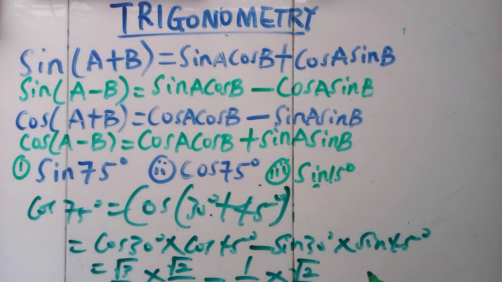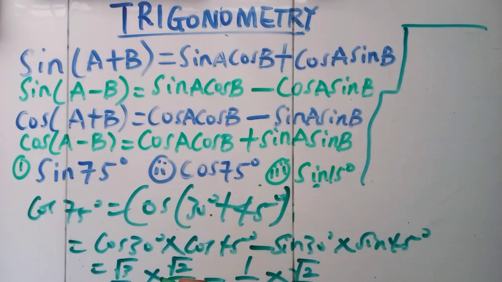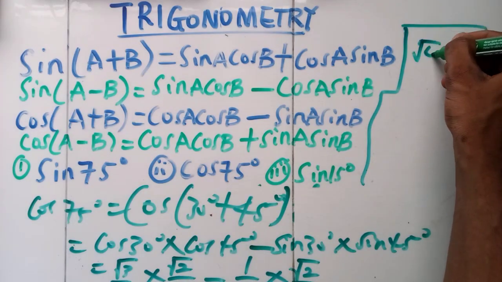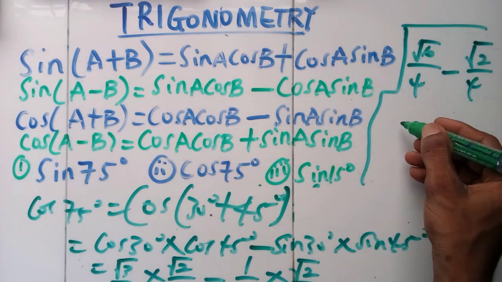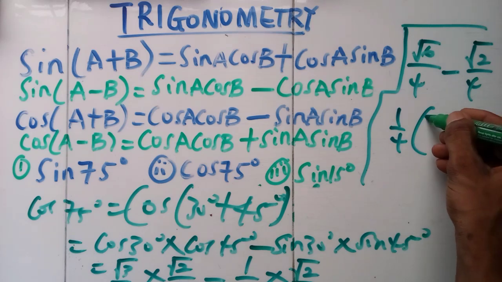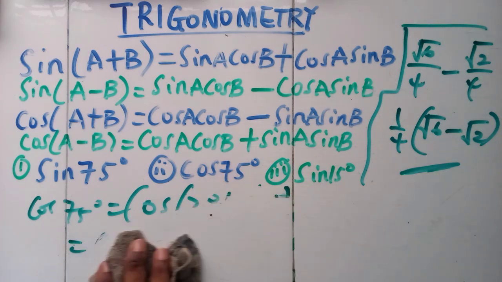So when I multiply this out, continuing the expression, that will be root 3 times root 2, that is root 6, divided by 2 times 2, which is 4, then minus 1 times root 2, which is root 2, divided by 2 times 2, which is 4. When you take the LCM, that is 1 over 4, open bracket, root 6 minus root 2, and that is the solution for that. So when I look at the other one, sin 15 degrees, let's quickly take that as well.